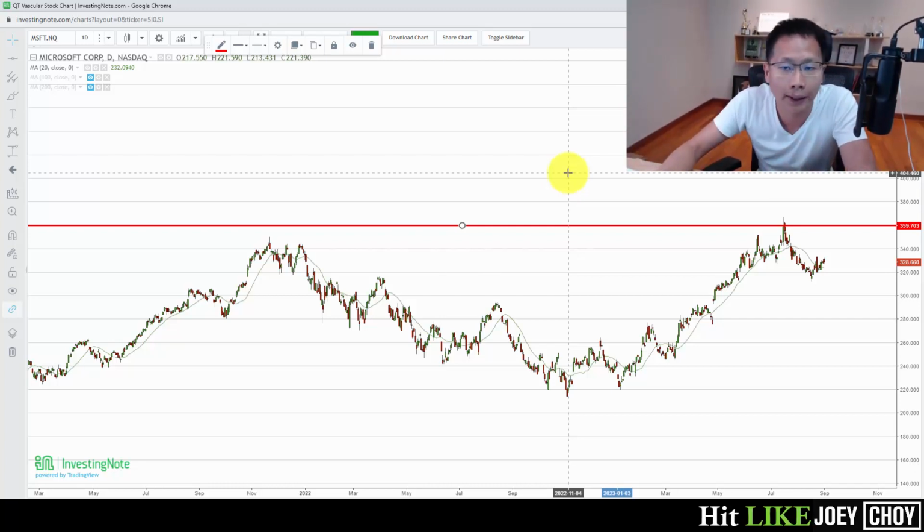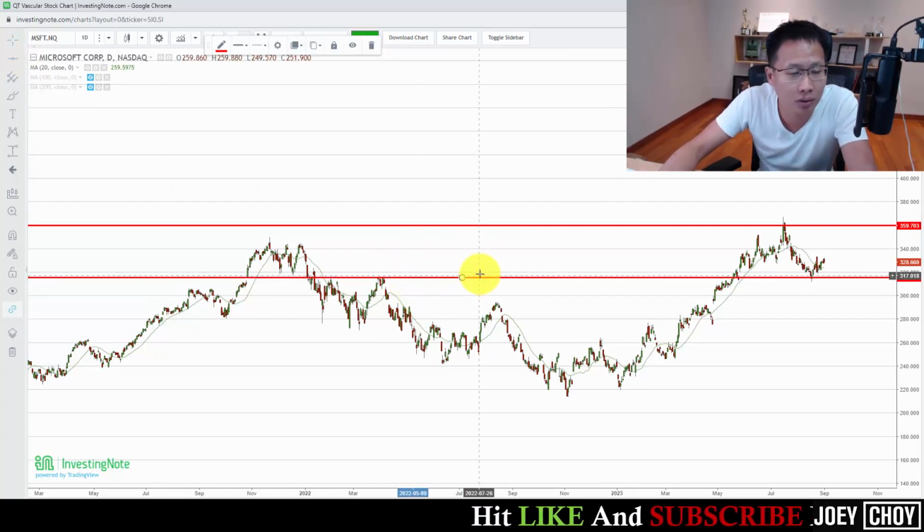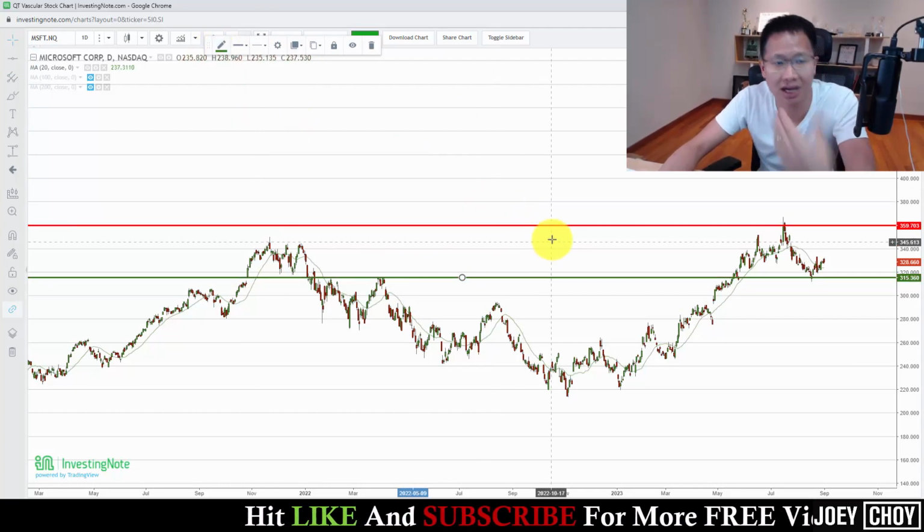Right, so we draw what we call horizontal support and resistance lines, and we draw another line right here. You can see that this is what we call a support level. So let me just turn it to green in color and explain why we draw this line. How do we even draw it?